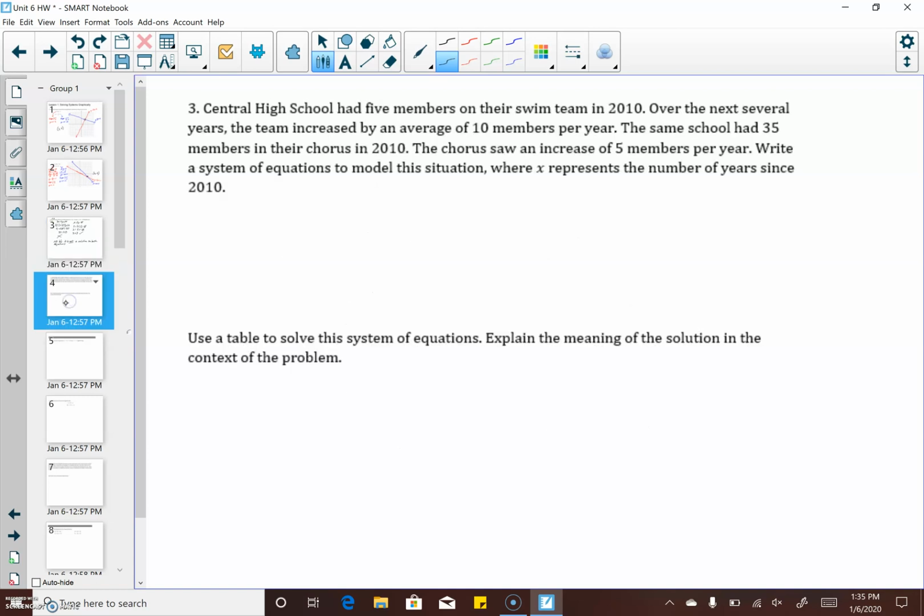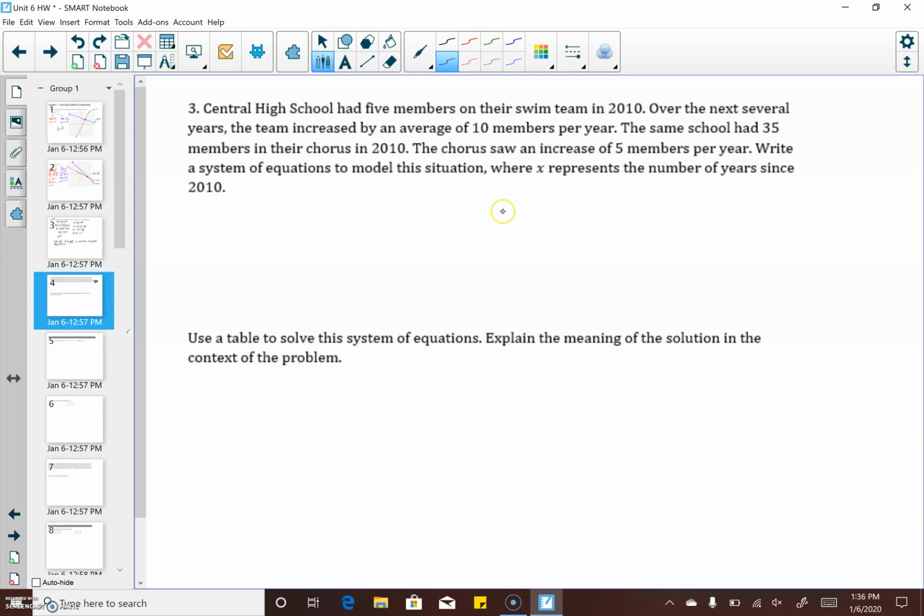And for the last one, Central High School had 5 members on their swim team in 2000. Over the next several years, the team increased by an average of 10 members per year. The same school had 35 members in their chorus in 2010. The chorus saw an increase of 5 members per year. Write a system of equations to model this situation, where x is the number of years since 2010.